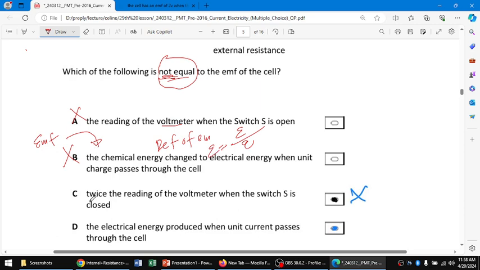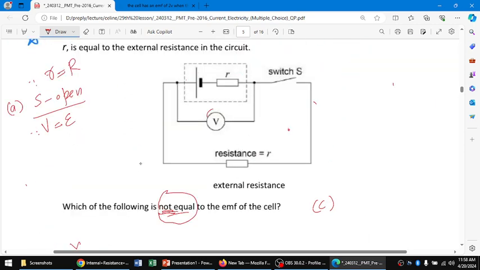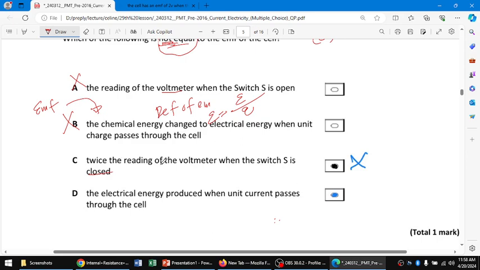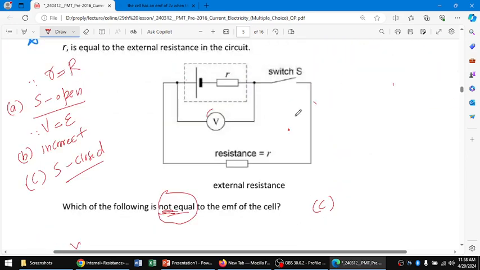Okay, now option C: when switch S is closed, the reading on the voltmeter is twice... So when the switch is closed, the current I passes through this circuit, and it also passes through the external resistance, which is equal to the internal resistance. So capital R and small r are equal.